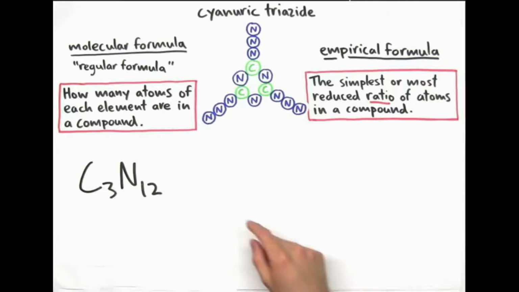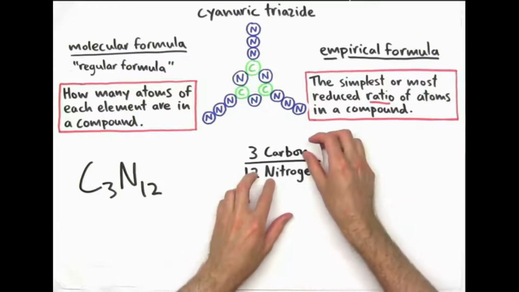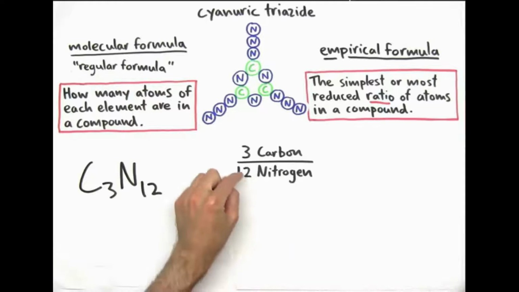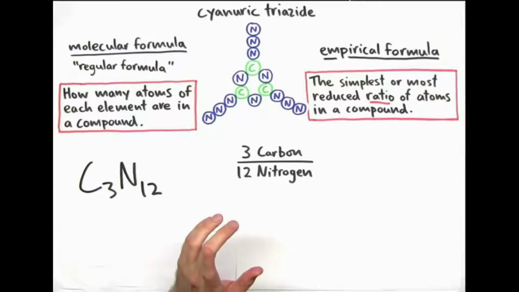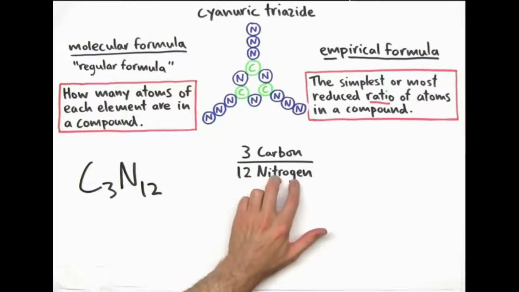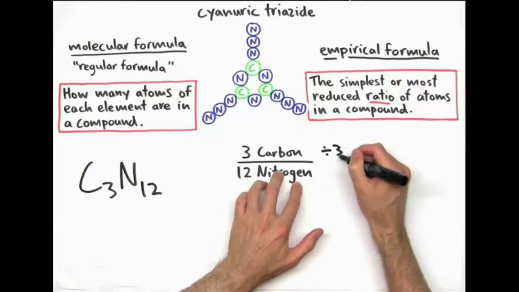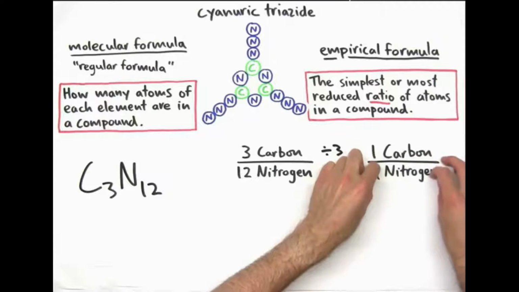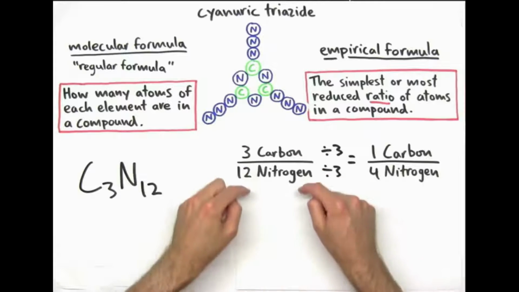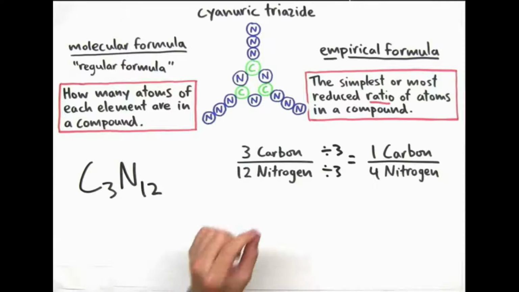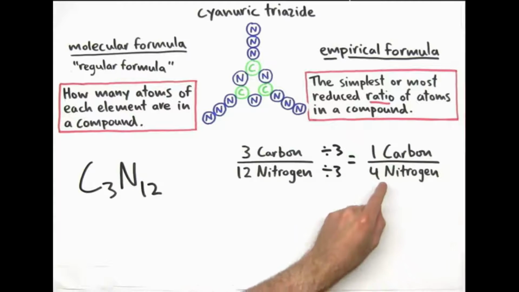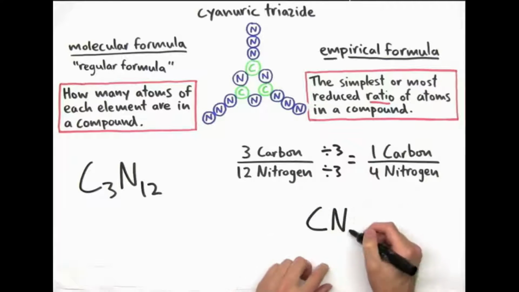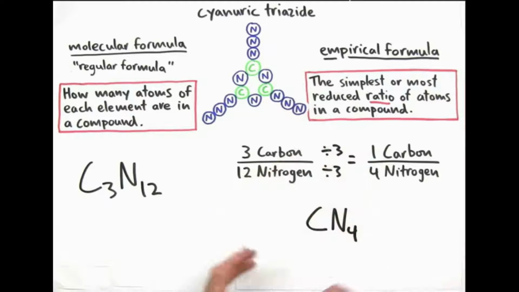Now, for the empirical formula, we want to take this first and write it as a ratio. So 3 carbons over 12 nitrogen. And we want to ask ourselves, how can we simplify this as much as possible? What's the biggest number that we can divide both of these by? In this case, the largest number is 3. We can divide both the top and the bottom by 3. That will give us 1 carbon over 4 nitrogen, the most simplified ratio of elements for this compound. And now we write the empirical formula using this most simplified ratio. So we'll have C1, so we don't put anything after it, and then we have N4. So CN4 is the empirical formula here.